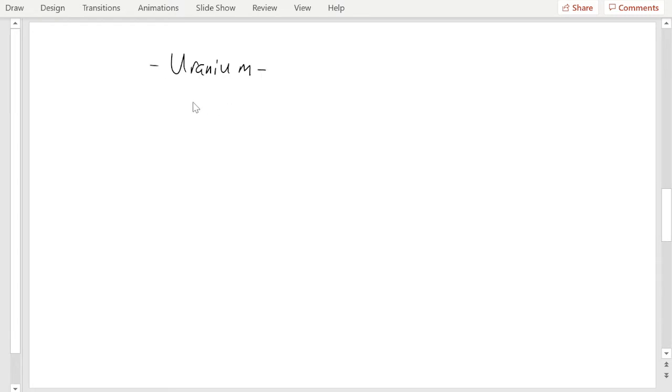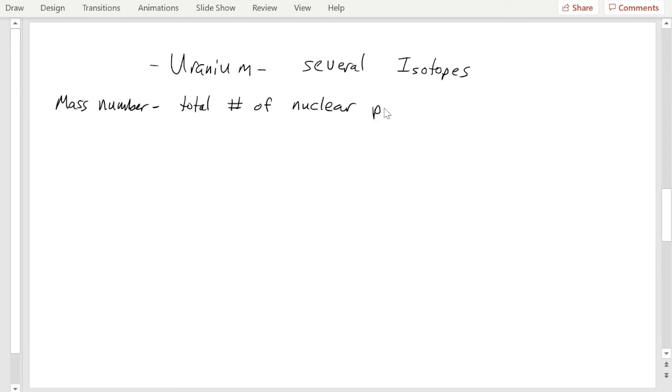Now, there are several different types of uranium. Uranium comes in several different isotopes. Remember that the mass number represents the total number of nuclear particles. Sometimes these are called nuclides.